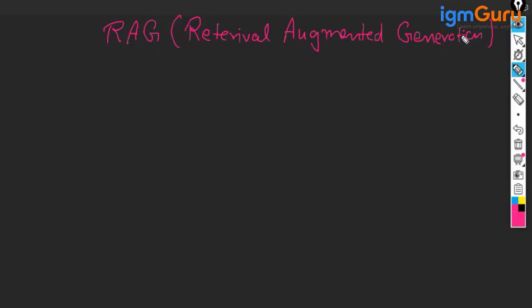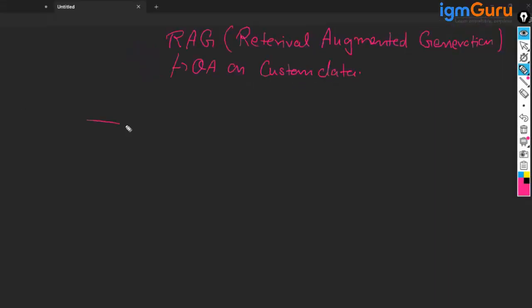The RAG technique is used to perform QA on custom data. For example, I have an LLM model, it can be ChatGPT, Llama, or Falcon. I ask ChatGPT, what is the lambda function in Python? And you have already seen that ChatGPT or any other LLM model can give the answer successfully. They can say a lambda function is a kind of anonymous function, and this is the syntax of the lambda function.